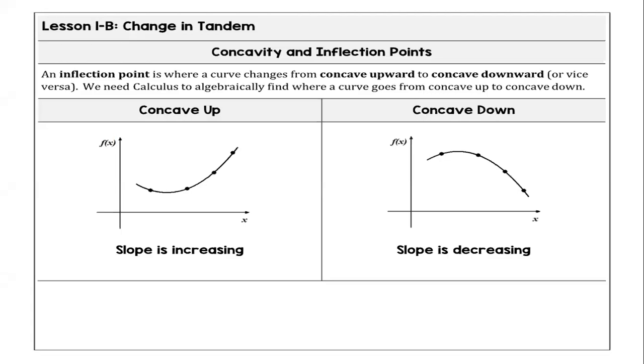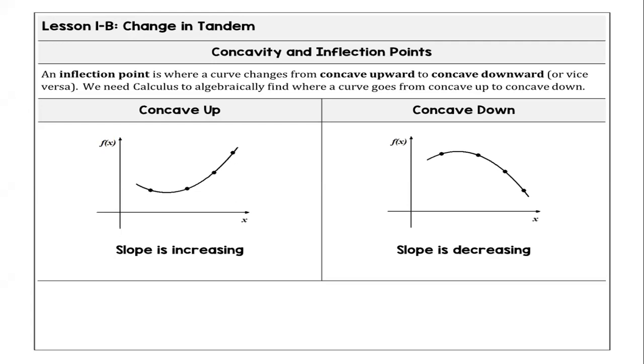Here we go. So today we're going to be talking about concavity and inflection points, okay? These are going to be really big words if you take a calculus course. An inflection point is where a curve changes from being concave upward to being concave downward, or vice versa. It's just when do you stop increasing and start decreasing? That's our inflection point. Got it?